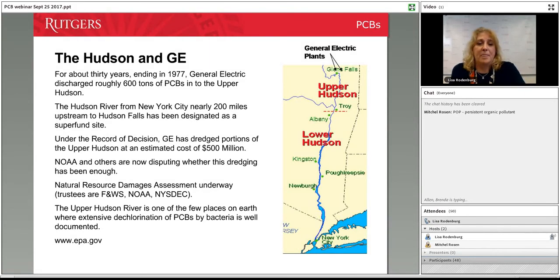There was a record of decision, meaning that the judge in the case decided on what the remedy would be to clean up the river. And under that record of decision, the remedy was that GE had to dredge portions of the Upper Hudson River, meaning that they dredged the sediment out. And in the case of the Upper Hudson River, I've never heard this happening anywhere else, but when they dredged and they brought up this sediment from the bottom of the river, they found pure liquid PCB oil in the river. That's how contaminated it was. So they were dredging up all of this contaminated sediment.